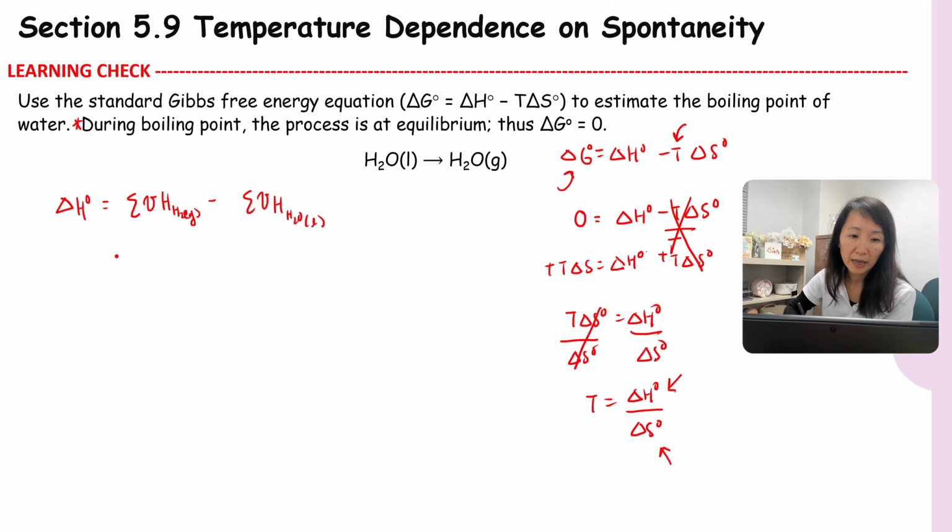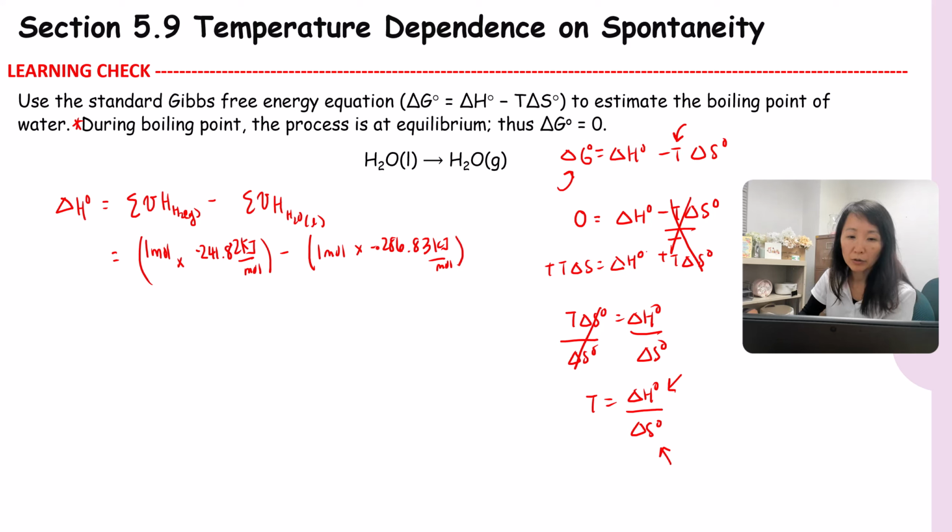And so the gas, we're going to write 1 mole since there's only one of them. And for H, it was negative 241.82 kilojoules per mole. And then subtract 1 mole of the liquid, which is negative 285.83 kilojoules per mole. If I were to multiply and combine everything together, then I should get 44.01 kilojoules.